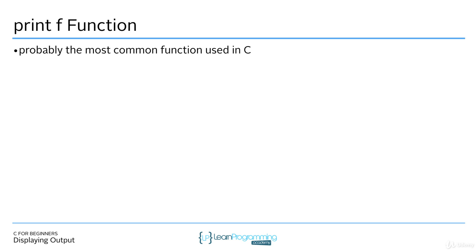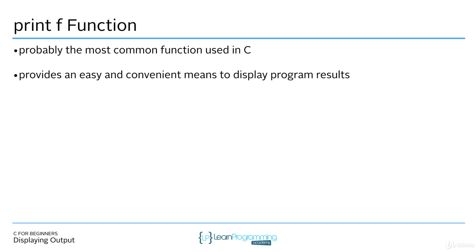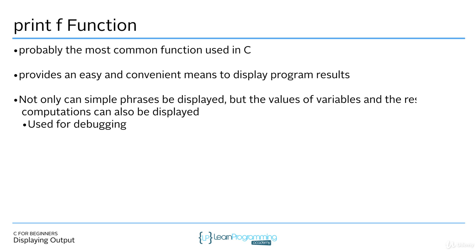Now, so far in our example first program, we just displayed some text, some output to the screen. But it's very convenient to also display program results, besides just text inside quotes. You can also display values of variables and the results of computations. So what this means is it can be used for debugging. It can be used as a technique to display values of variables in your program while it's running. You can also use it to see where you are in your code as you're executing.